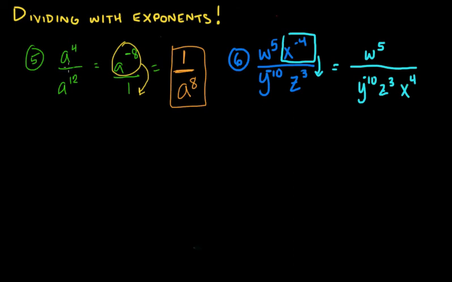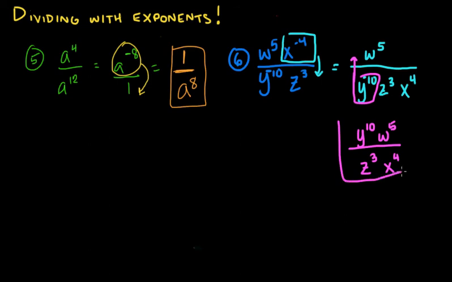So I'm almost done, but what I want to do now is take that y to the negative 10th and move it to the top. I move it to the other part of the fraction, because every time I move it, it reverses the sign of the exponent. And if I move it up there, it'll no longer be a negative 10. It'll become a positive 10. So let's see what that looks like. We've got y to the positive 10 on top now, with w to the 5th, divided by z to the 3rd, x to the 4th.